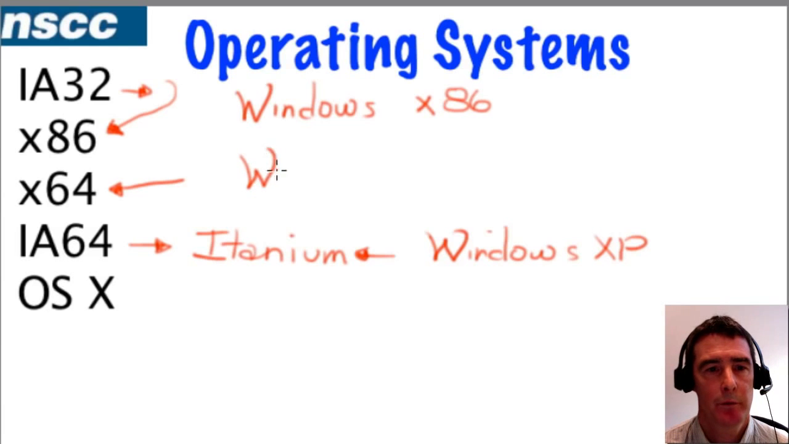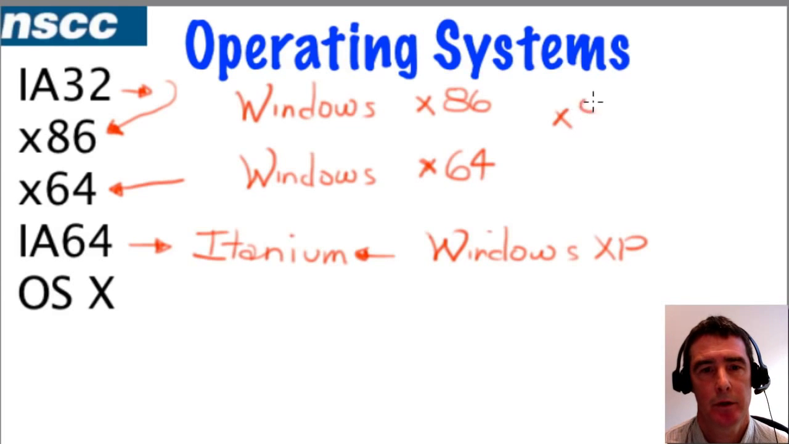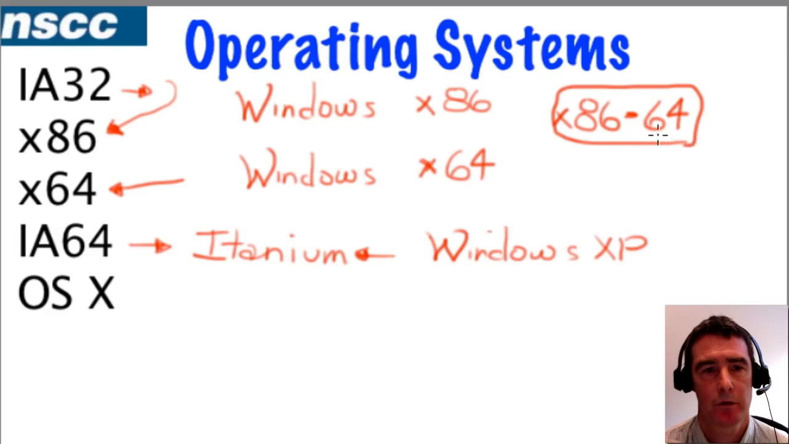Well, Microsoft came out with versions of Windows that were specifically written using these 64-bit extensions, and they designated those versions of Windows as x64. Sometimes you'll see it designated as x86-64 because really it's just an extension to the x86 instruction set.